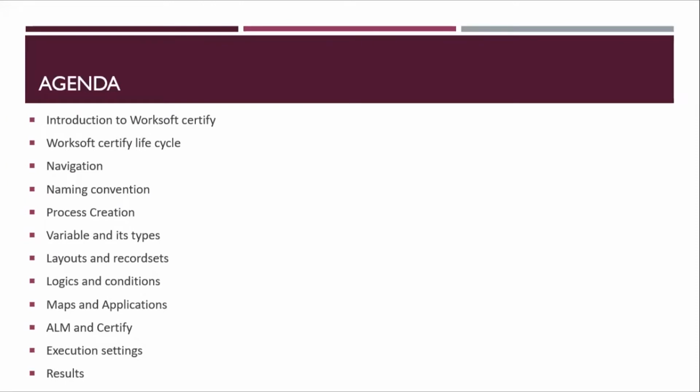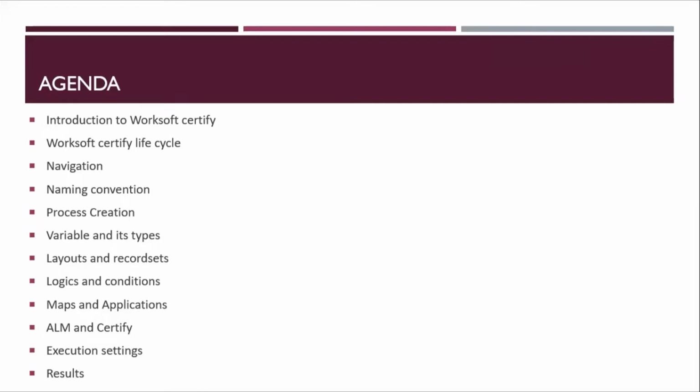This is the major part of Worksoft Certify. So a process is nothing but a test case, where the test steps will be recorded. And we have variables and their types. What are all the types of variables available in Worksoft, and what data types, like date, text, and number. So all those data types we are going to discuss.